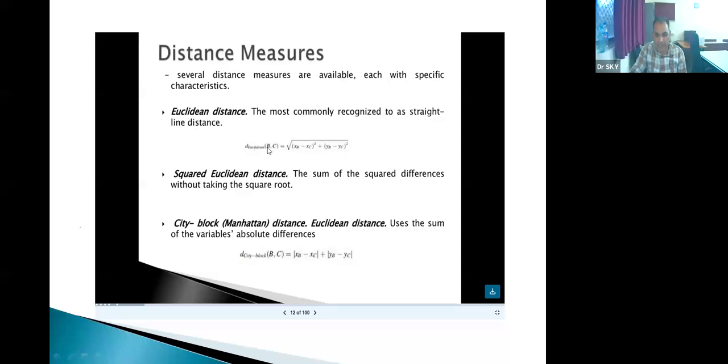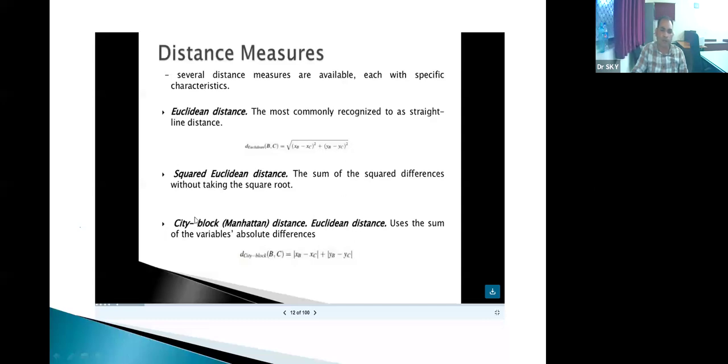Here the distance between the 2 points, say B and C, where we have 2 characteristics x and y, is the square root of (xb minus xc) square plus (yb minus yc) square. So it is the distance between the 2 points for characteristic 1, squared, and the distance between the 2 points for characteristic 2, squared, and so on if we have more than 2 characteristics. Now squared Euclidean distance is nothing but the square of that, so remove the square root. It will be (xb minus xc) square plus (yb minus yc) square.